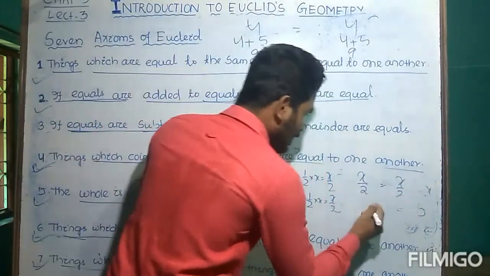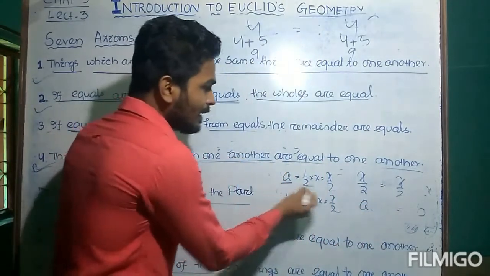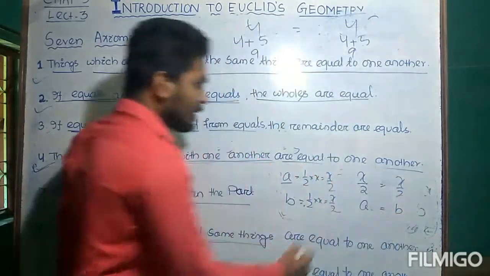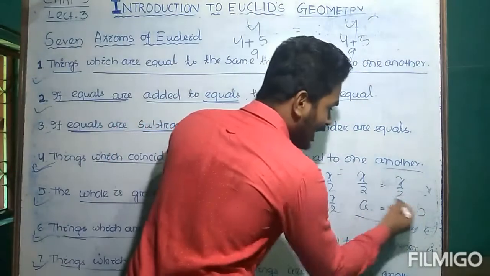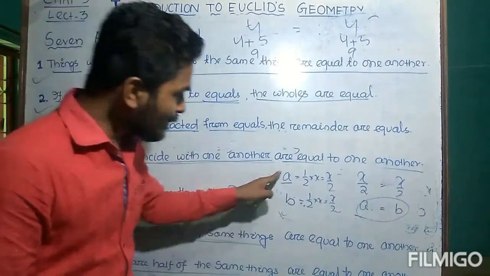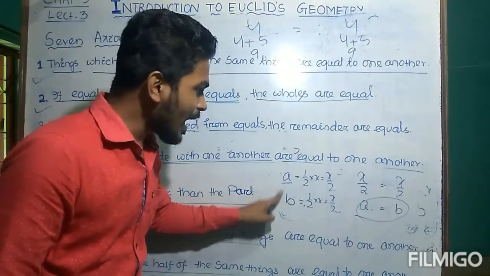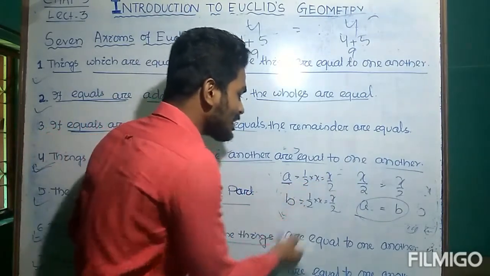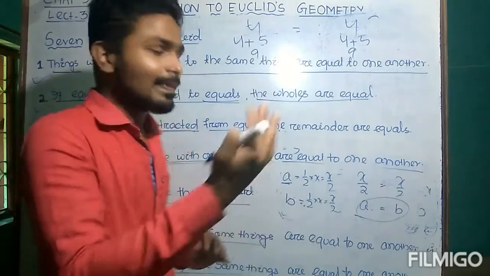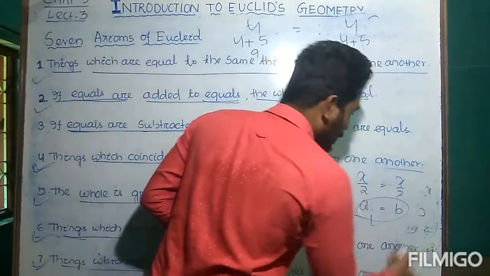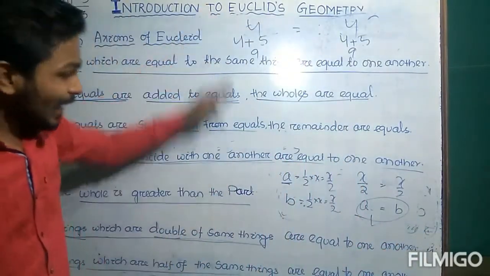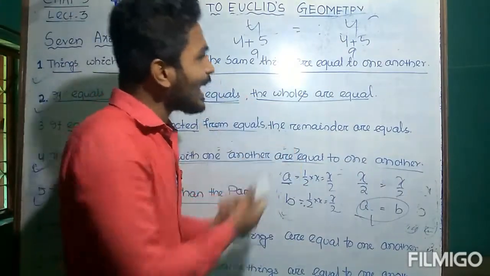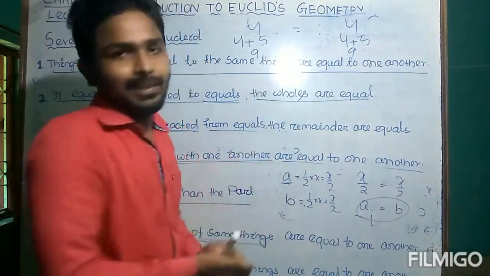Now in this place you can substitute A, because you have written A is equal to x by 2. And in this place you can substitute B, as you have written x by 2 is equal to B. So what do you get? A is equal to B. It means if A is equal to half of x and B is also equal to half of x, then A is equal to B. So these 7 axioms are the most important axioms, and we are already acquainted with them before studying them.